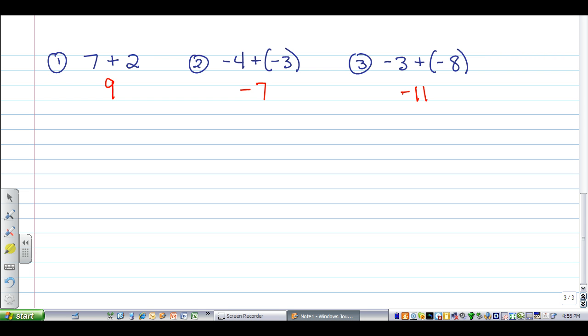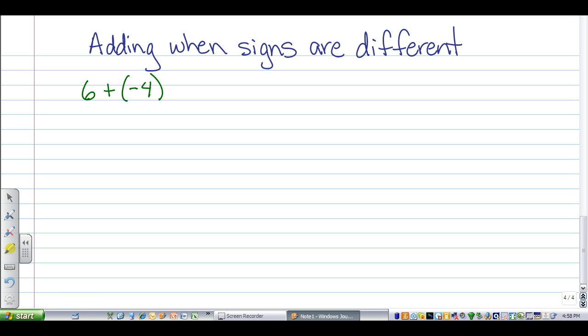Okay, I hope you got all those right, and I hope you felt that that was pretty easy. So if they have the same sign, just add and keep the sign. All right, so now the question is, what happens if the signs are different? All right, heading when signs are different.